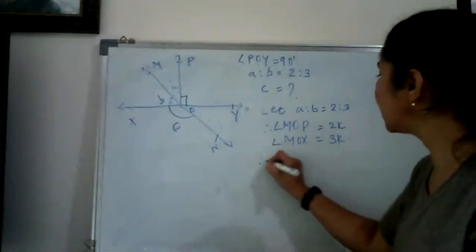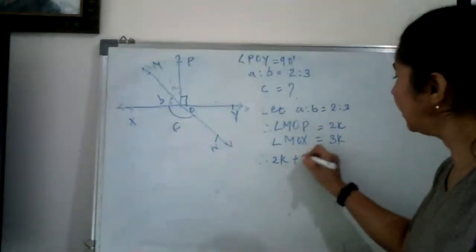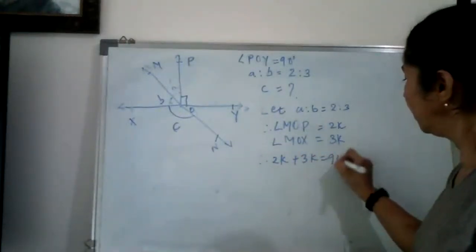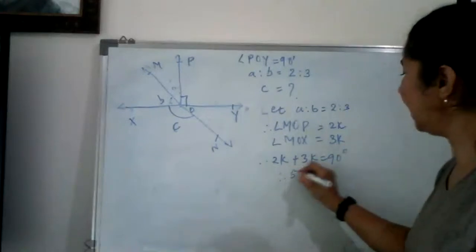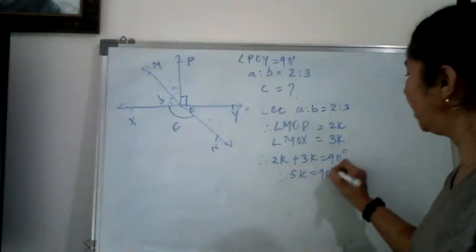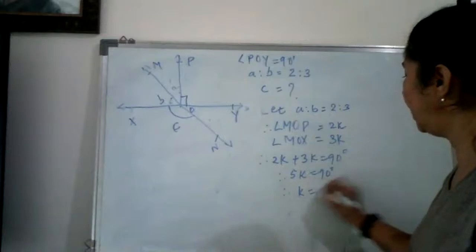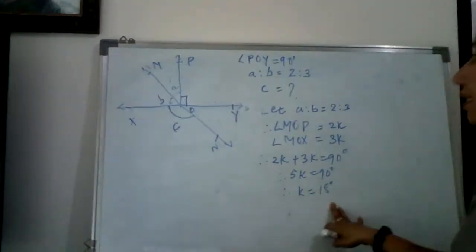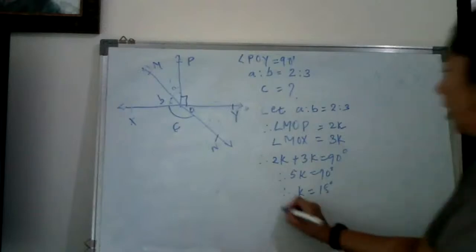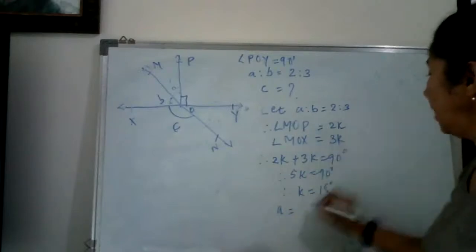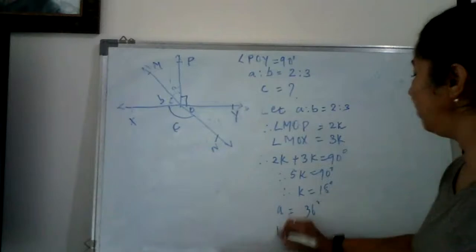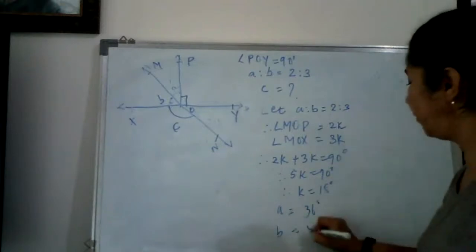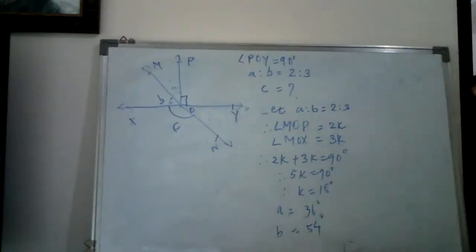अब हमें पता है कि इसका sum कितना है, 90 degree. So 5k is 90, so that means the value of k is 18 degree. 90 divided by 5, so we get this is 18 degree, and hence we get A as 2k, that is 36 degree, and B is 3 times 18, that is 54 degree. Okay, so now you got this.